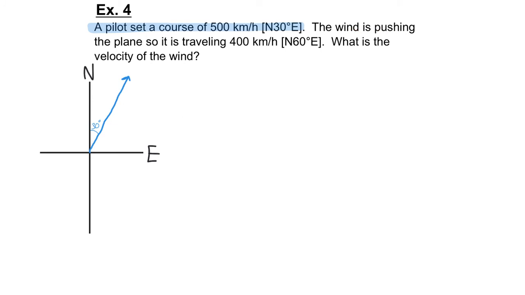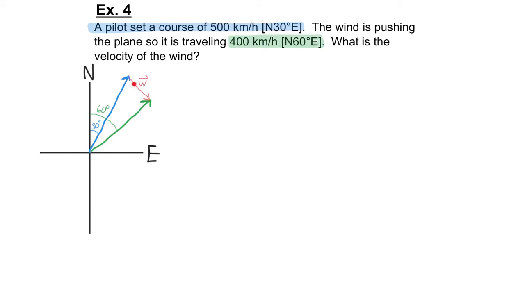Now, the wind is pushing the plane. So it is traveling, and this is the resultant. The original velocity plus the wind comes up with 400 kilometers per hour north, 60 degrees east. So north, 60 degrees east. It's getting pushed farther east. That's what I have in green on the diagram.